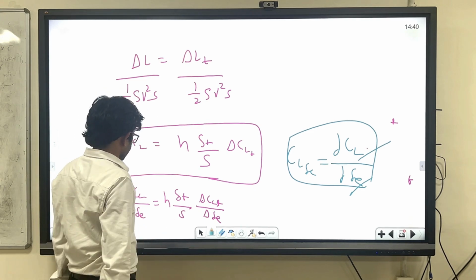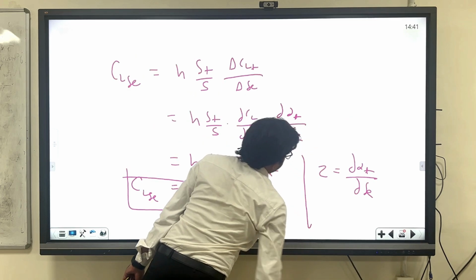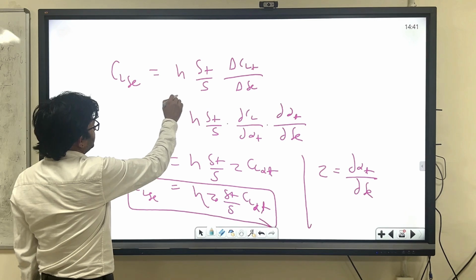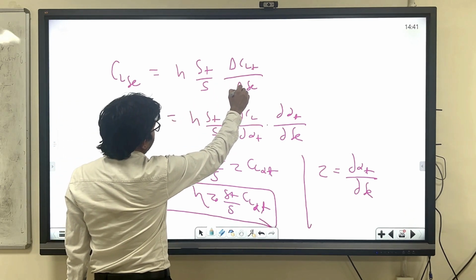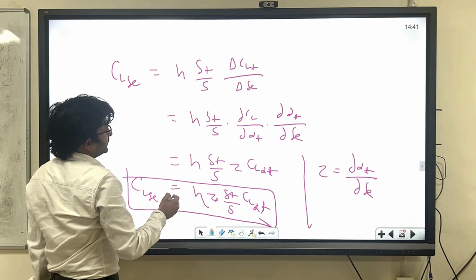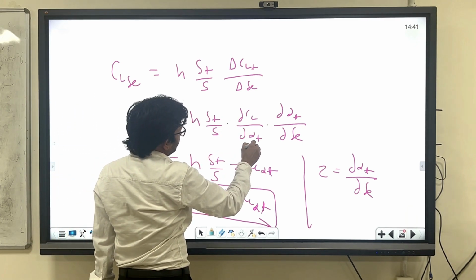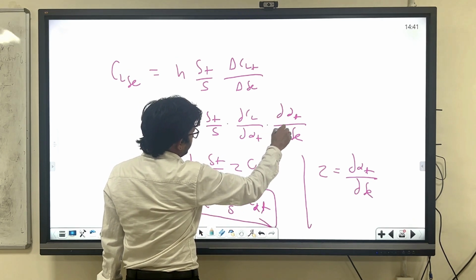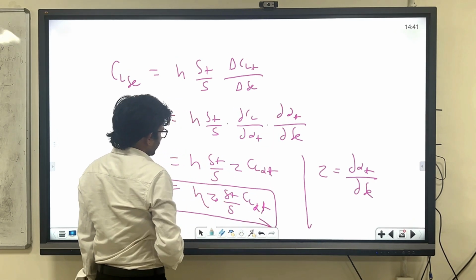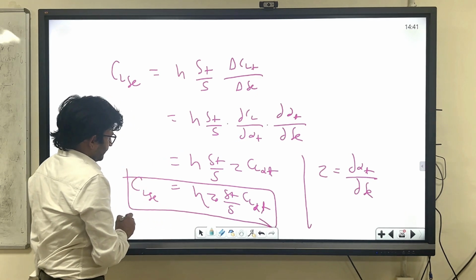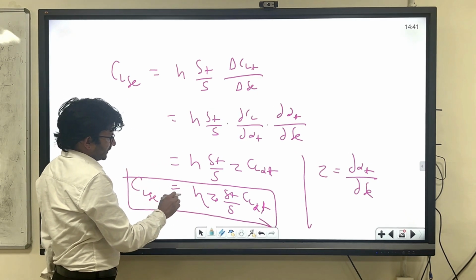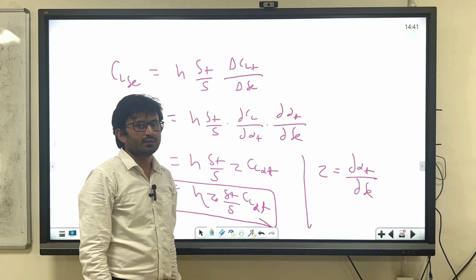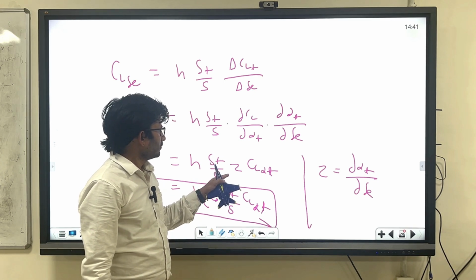So you divide by delta E, and here you can write CL delta E equals eta S_t by S times dou CL by dou alpha_t into dou alpha_t by dou delta E, and this, dou alpha by dou delta E, you call tau. And finally you can write CL delta E equal to eta tau S_t by S CL alpha of the tail. So tau, what is tau?